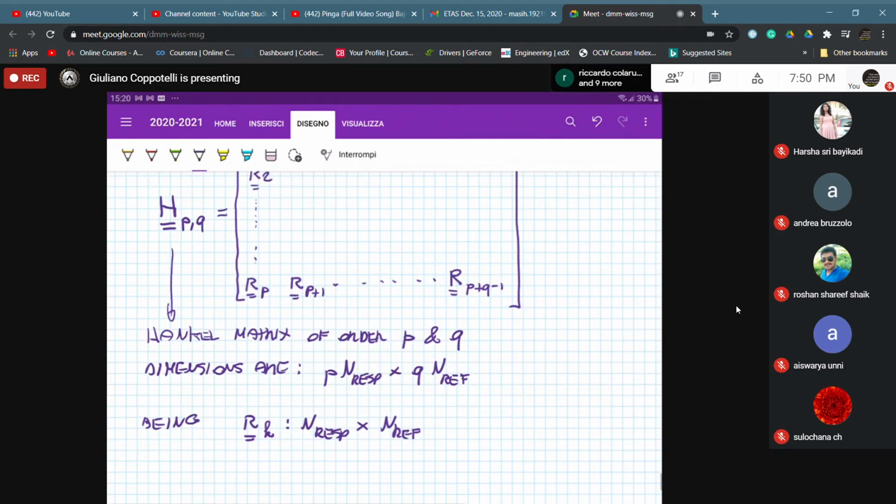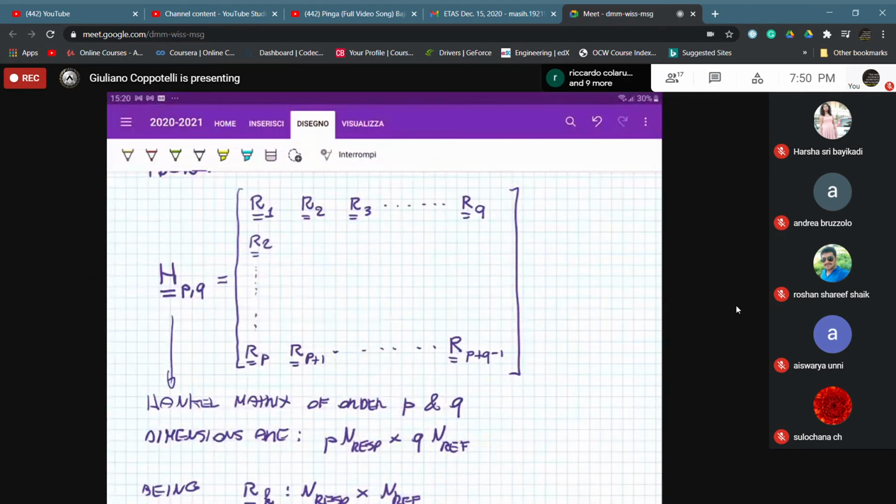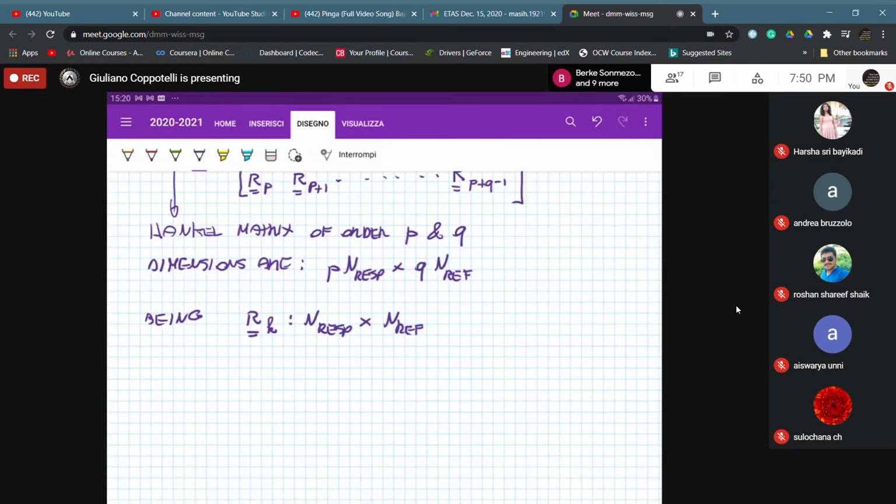That is a starting point. So the Hankel matrix is a known quantity. It is up to you to define what P and Q are. So P and Q are arbitrarily defined.